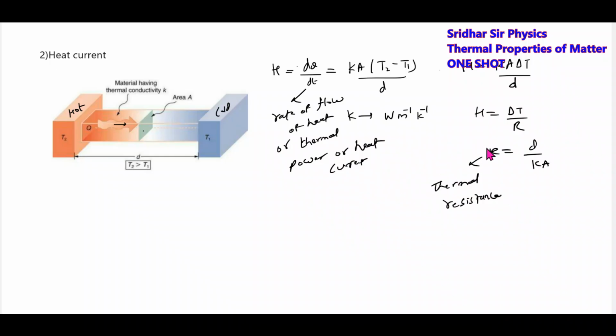Who will offer this thermal resistance? Resistance offered by the material to the flow of heat. The heat will not flow easily. The material will offer opposition to the flow of heat. That is called thermal resistance.